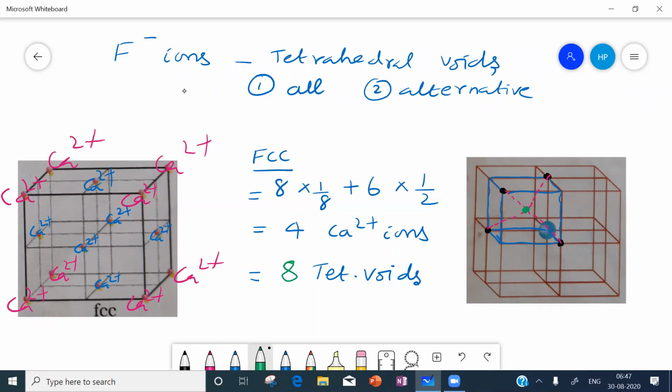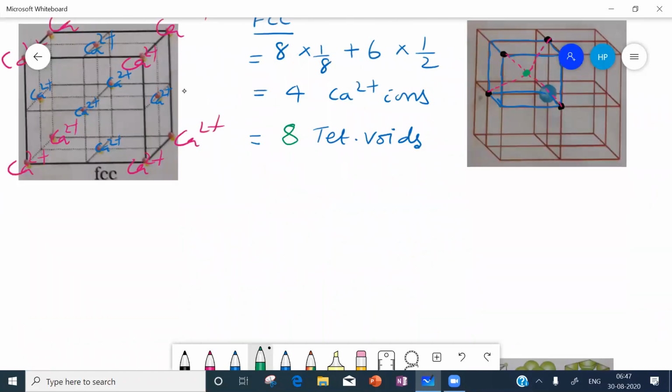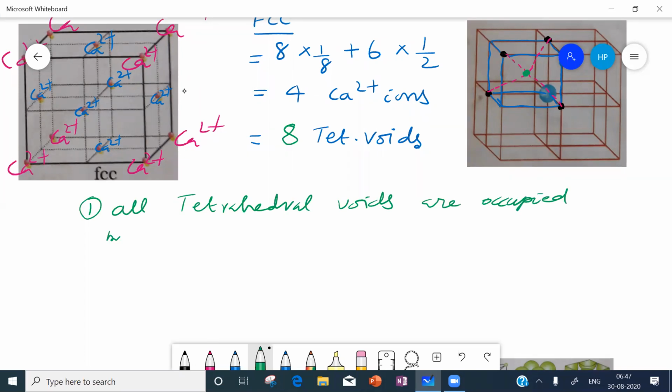Now, the first possibility is that all the tetrahedral voids are occupied by F minus ions. This is one possibility. The second possibility is that alternate tetrahedral voids are occupied by F minus ions. This is the second possibility. Okay. Now we will take the second possibility.